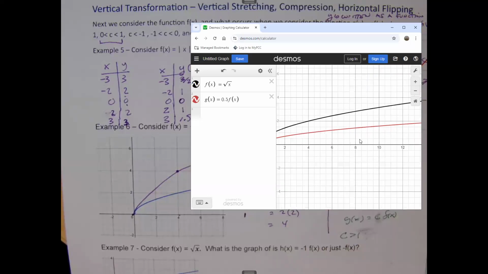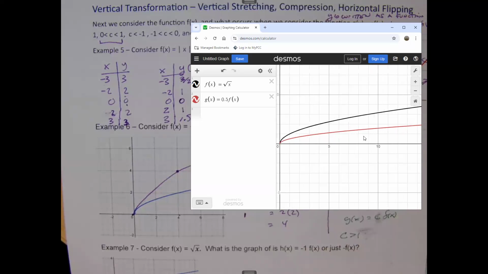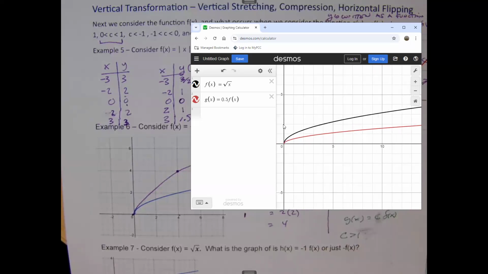We'll come back over. So you see that 1, 2, 3, 4, 5. So at 9, it is about 1.5. It used to be 3. So again, it's been compressed by a factor of a half.